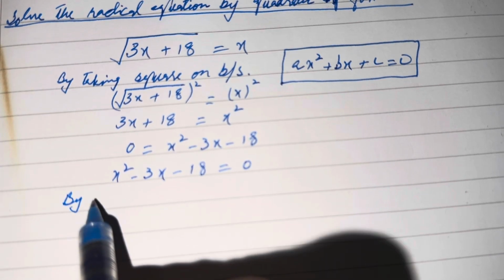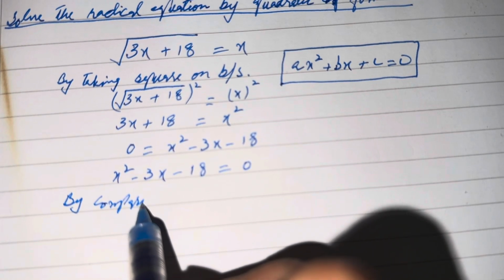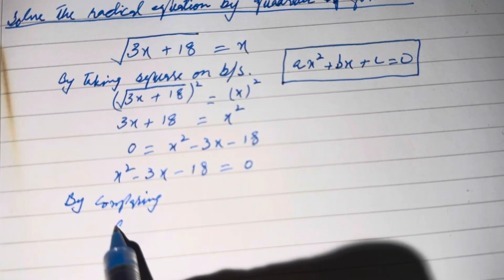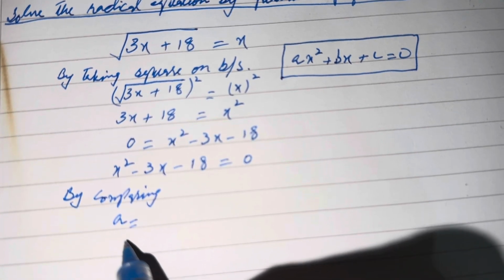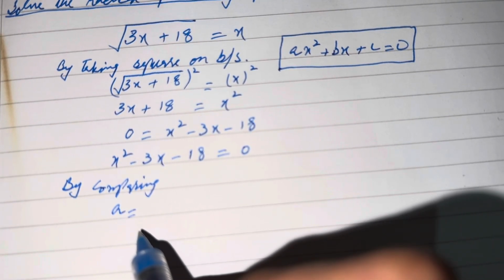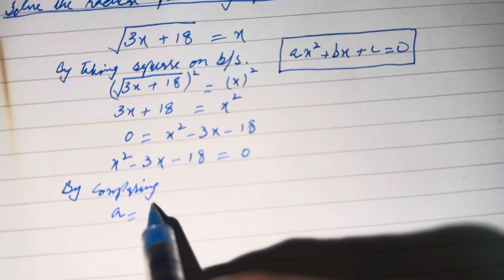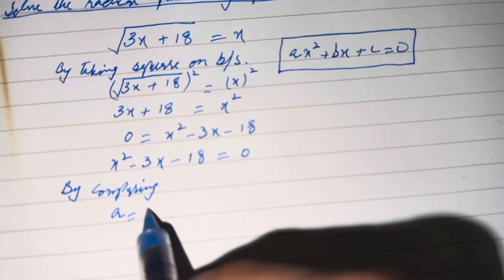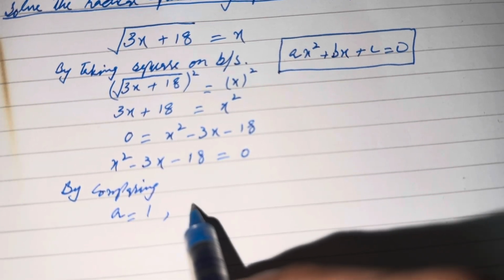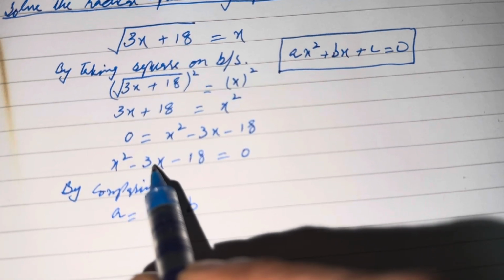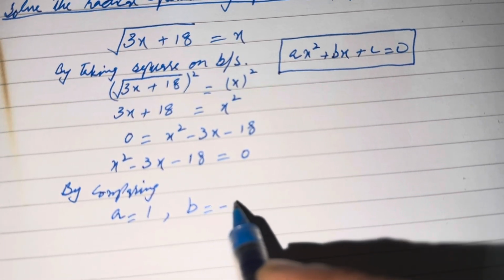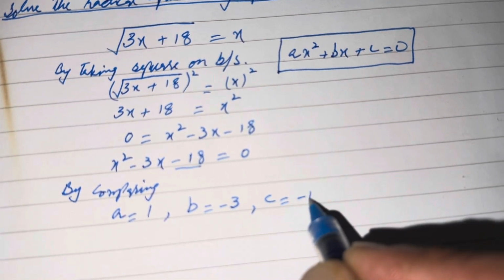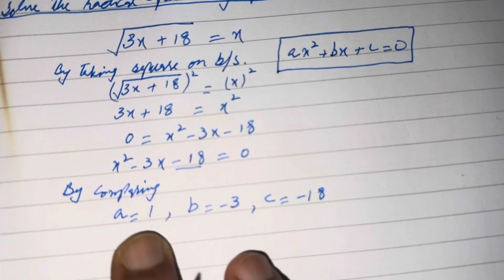Now you can compare these things with the standard form of the quadratic equation. So by comparing with the quadratic equation, you can say that a is equal to the coefficient of x squared, which is 1, so a is equal to 1. And b, as you know, is always compared with the coefficient of x, so b is equals to minus 3, and c is like a constant, so c is equals to minus 18. So these are the values of a, b, and c.